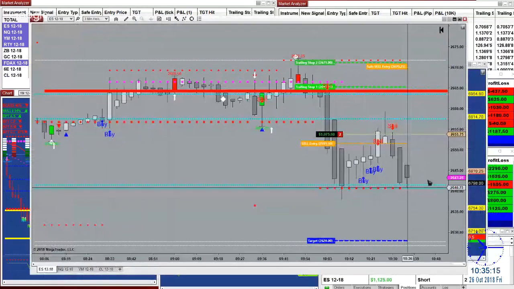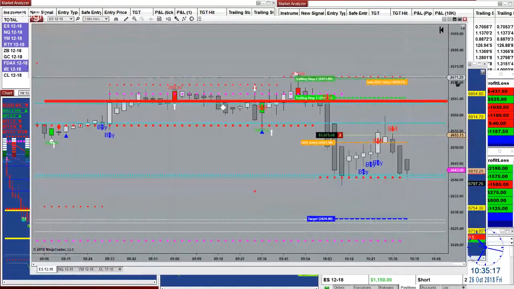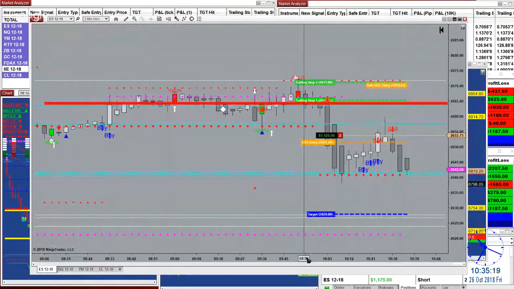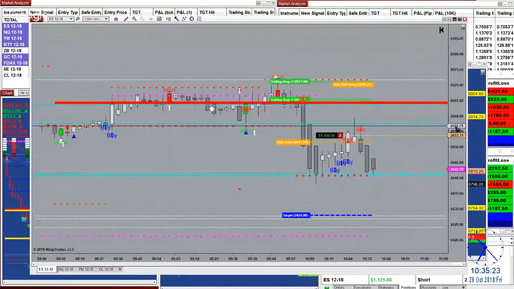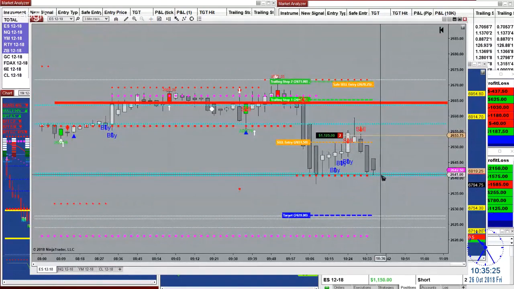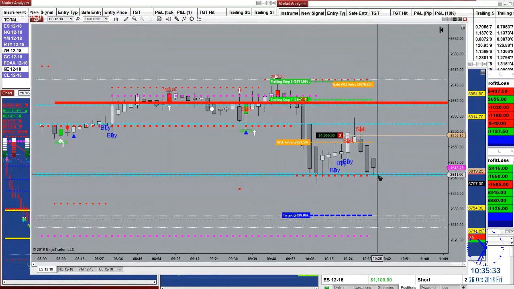Let's try it one more time. Let's see. We need the sellers to push this market down. And if there are no sellers, we're going to stay here, folks. And God help us, this is going to bring a lot of chop in the market. So let's see. Right in line.